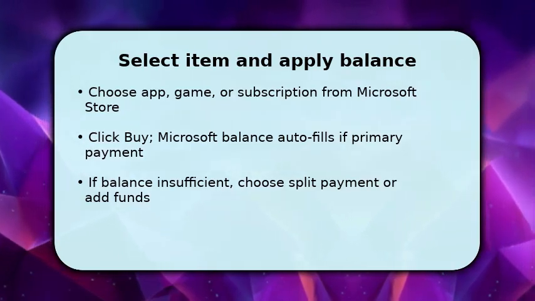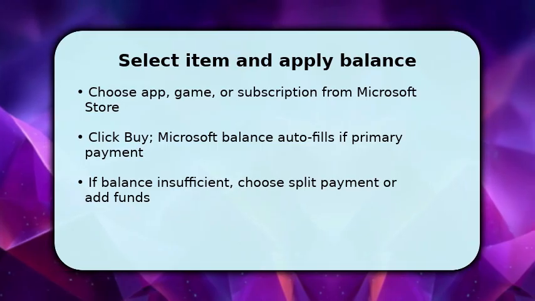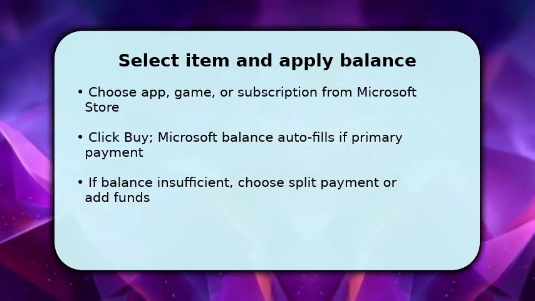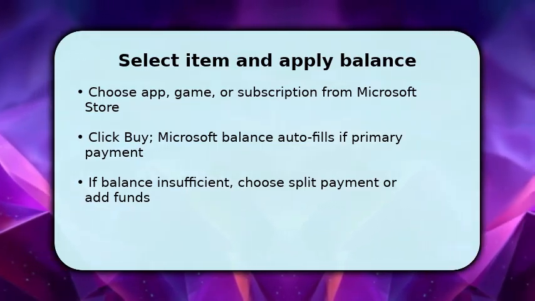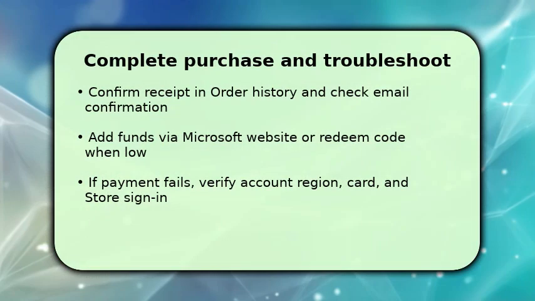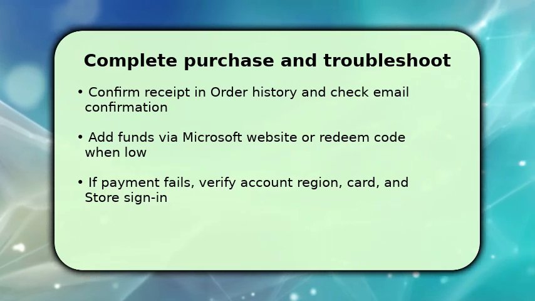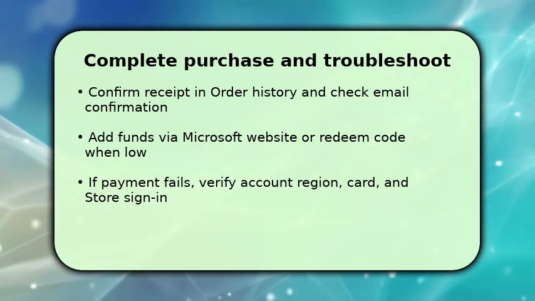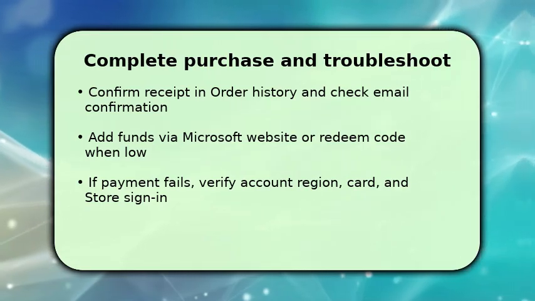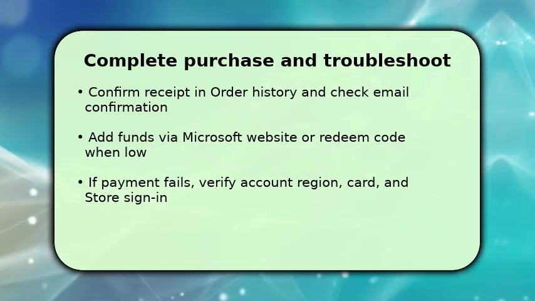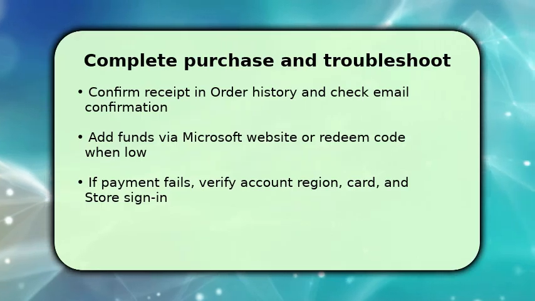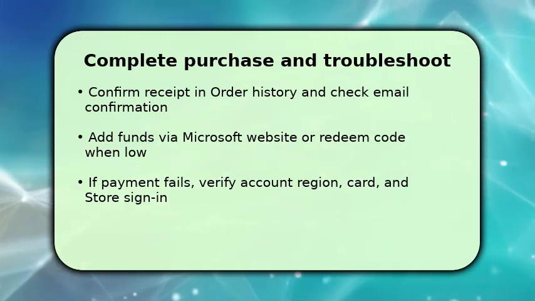Once you confirm payment, Windows processes the transaction and delivers the license or download. Finish by verifying the purchase in Microsoft Store order history and your confirmation email. The balance deduction appears there. If you need more funds, redeem a gift card or add money via your Microsoft account. Then refresh the store to reflect the new balance.